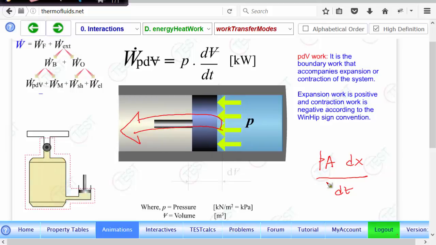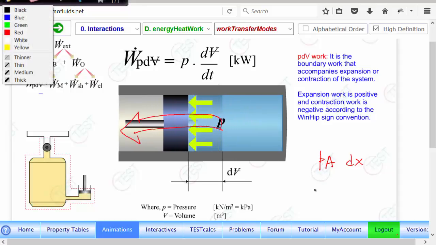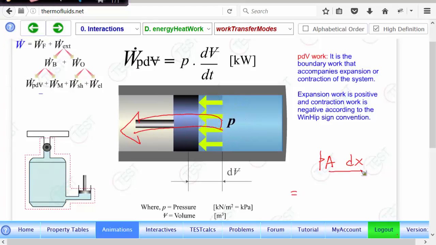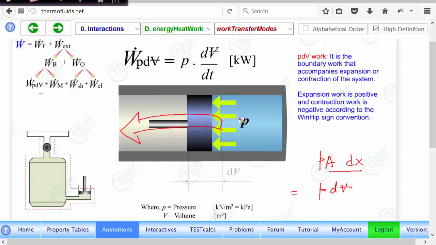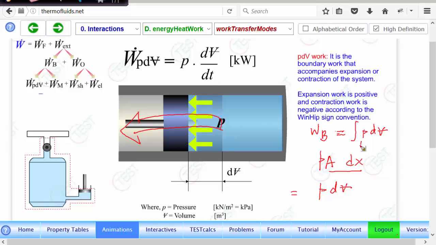Well, let's forget the per unit time right now. Just think of over a certain time. Suppose you go from state 1 to state 2, then this work you can write as equals, so area times dx is basically the volume swept, P dV. So if you go from, say, state 1 to 2, from beginning to end, then the boundary work is given by the integral of P dV, where 1 is your starting location and 2 is your finishing location, ending location.